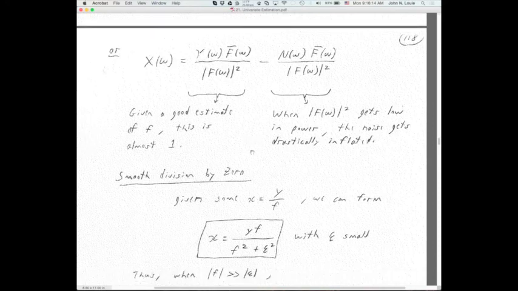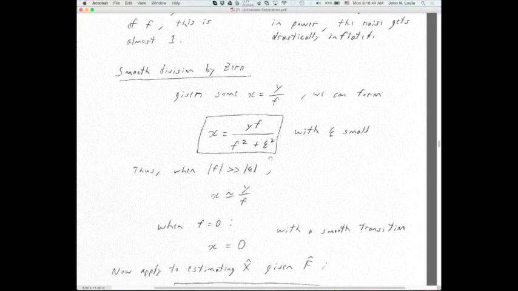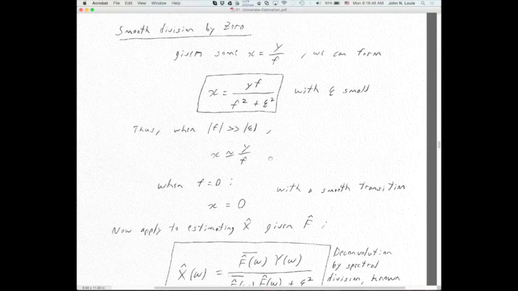Okay, now let's look at this part here, right? Why does it blow up? What does it blow up relative to? If we have a good estimate of f, then this term on the left is going to be almost one. But when the magnitude of f squared gets low in power, the noise is going to get drastically inflated, and that's going to dominate over the magnitude of one that's in the left-hand term. All right. Well, let's try first to at least be able to mathematically handle those places where f is very close to zero.